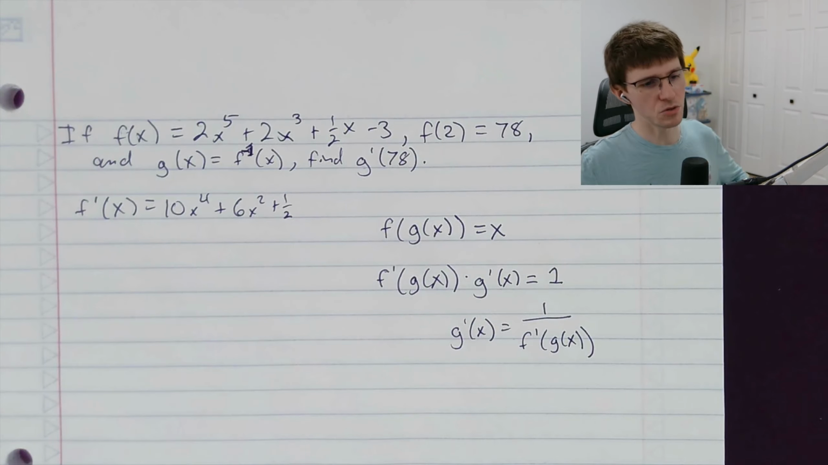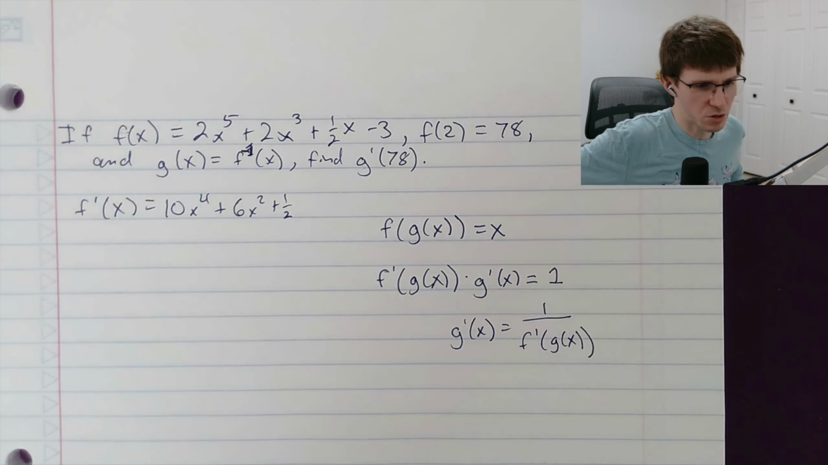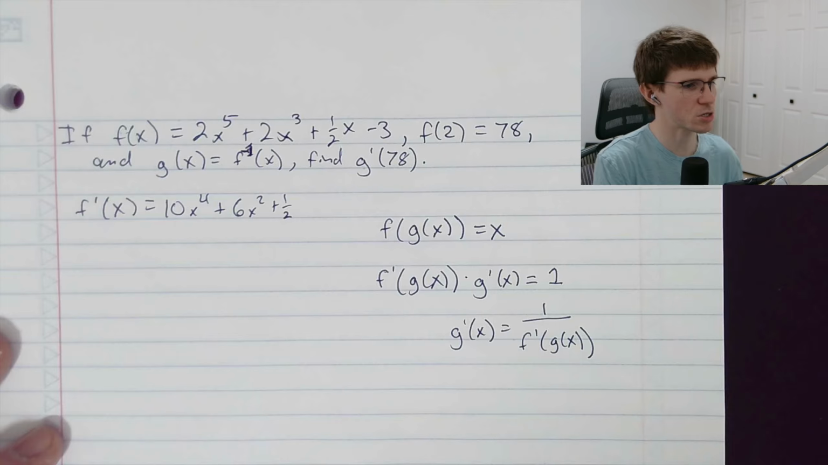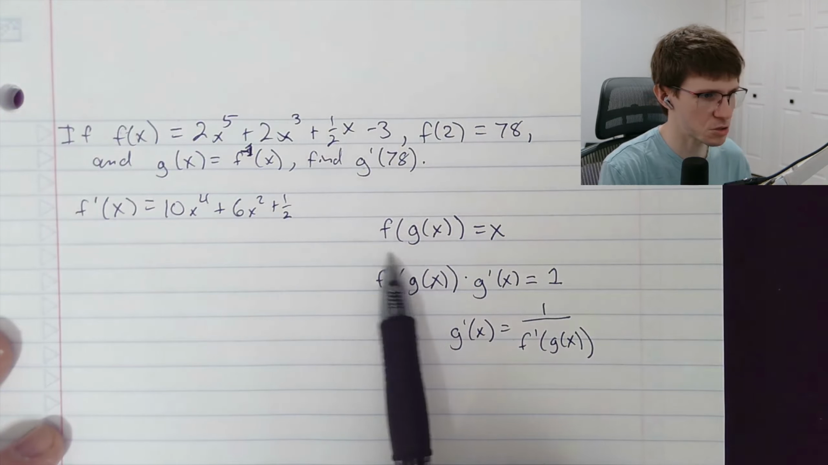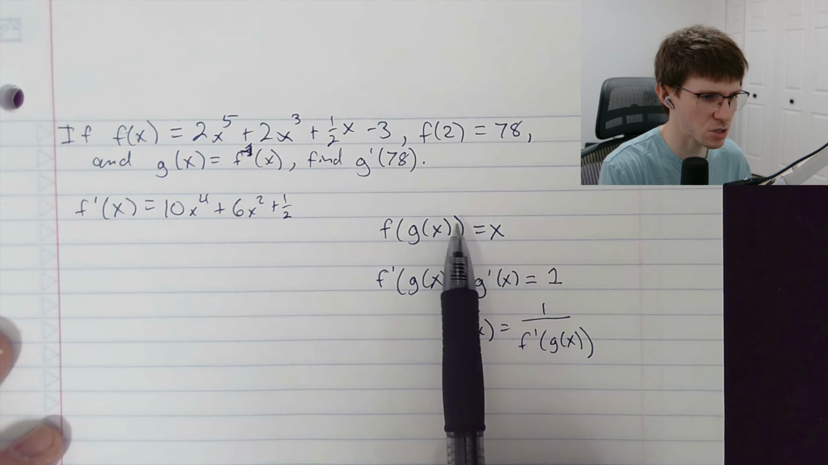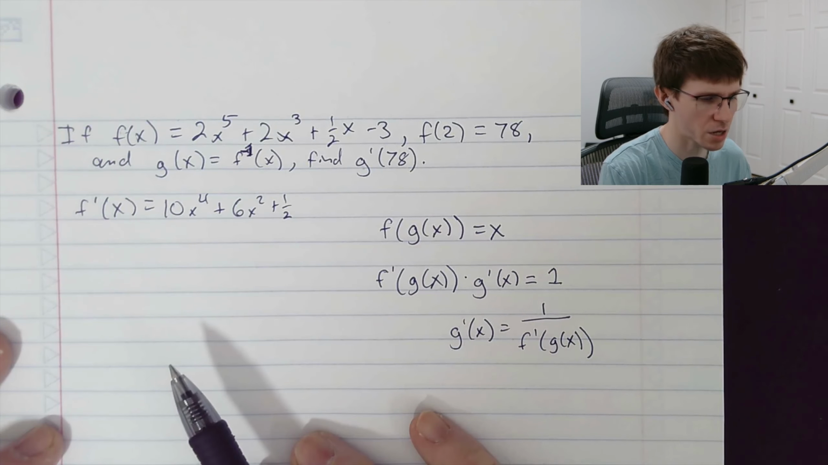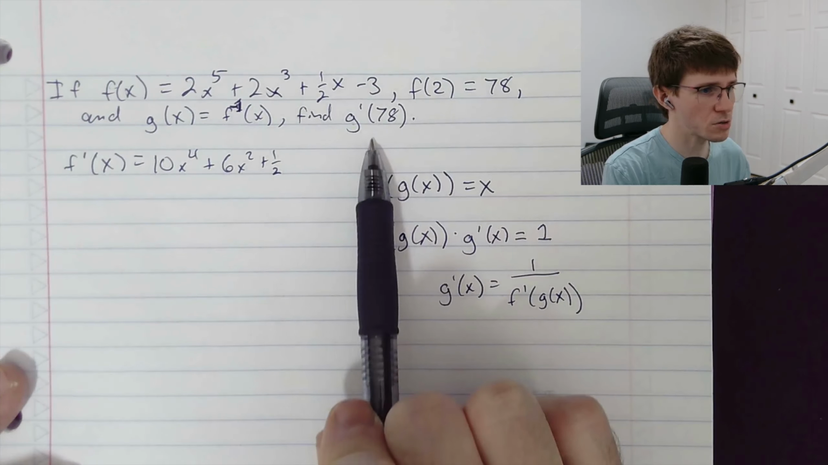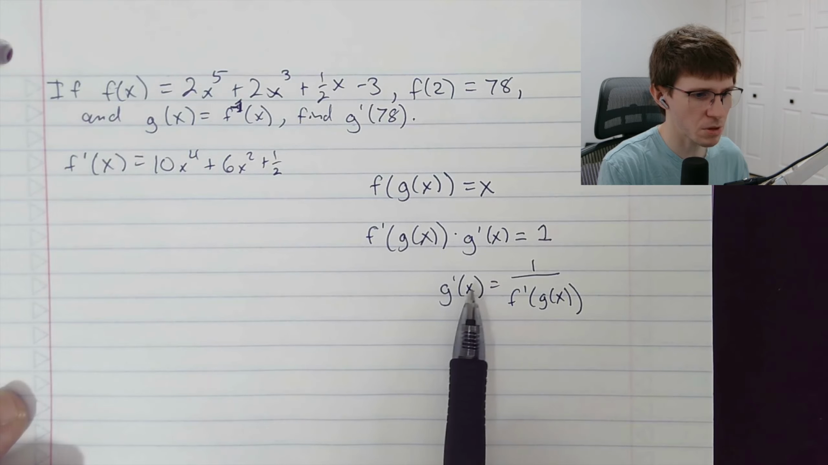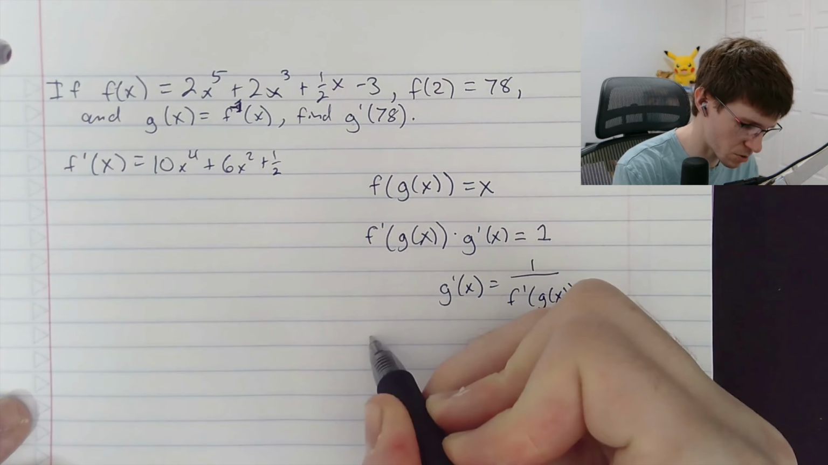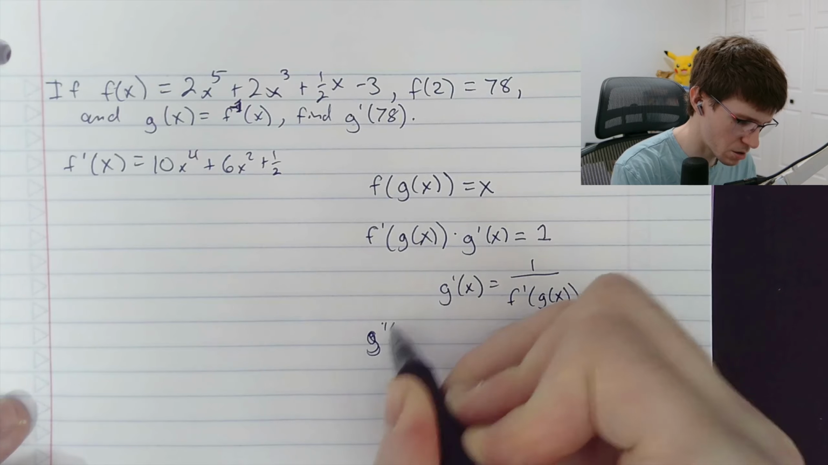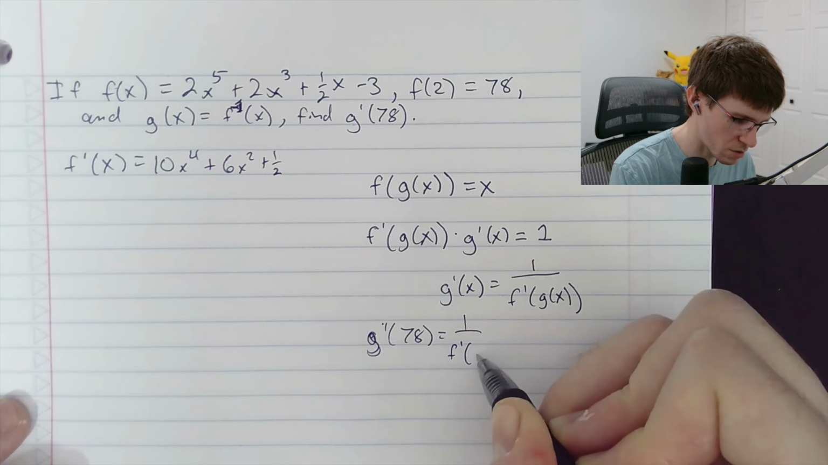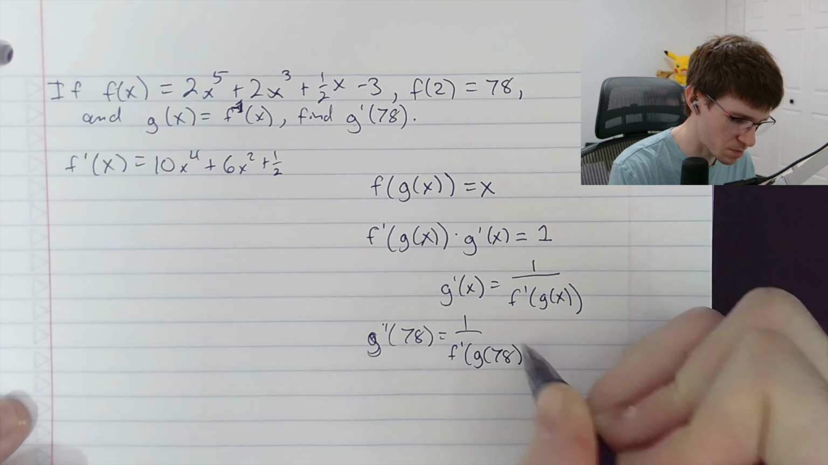So if you want to memorize the inverse derivative formula, you knock yourself out. I think it's a little bit too difficult to memorize so many things. I think it's much easier to use the definition of an inverse and do a quick little chain rule, two lines, end up remembering it. Up to you how you want to do it. Regardless, our goal is to find g prime of 78. So we're going to replace this x here with a 78, and we're going to end up with g prime of 78 is equal to 1 over f prime of g of 78.